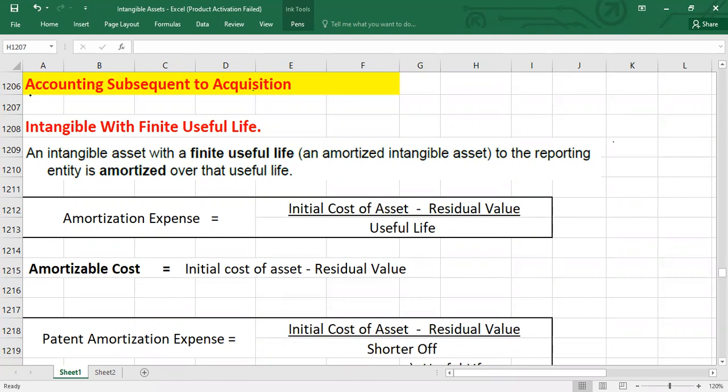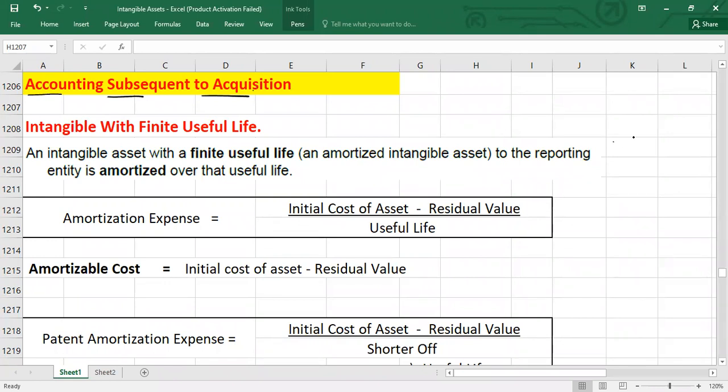Today we are going to talk about accounting subsequent to initial acquisition. This is actually the second video related to intangible assets. In the first video, we talked about the definition of intangible assets and initial recognition and measurement. We also talked about which costs we need to capitalize initially and which costs should not be capitalized. So here we go.